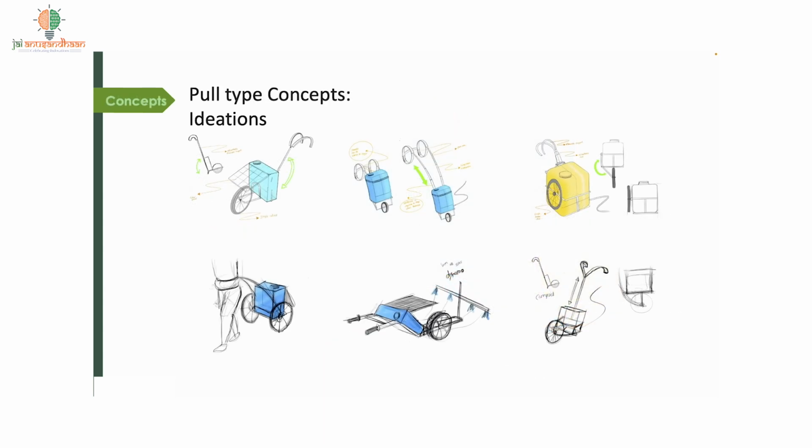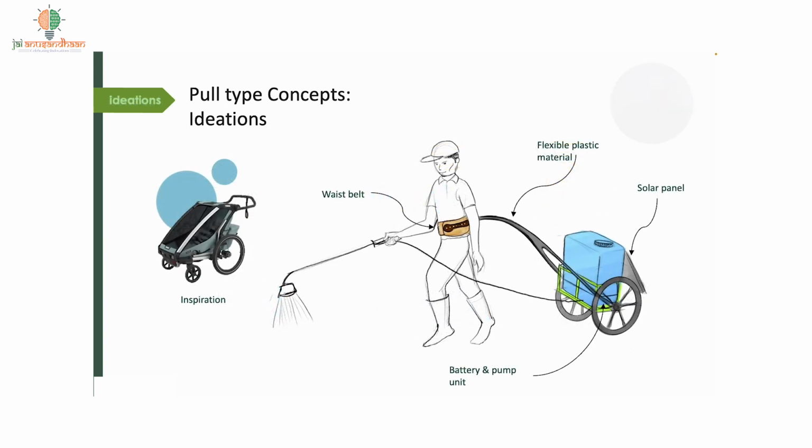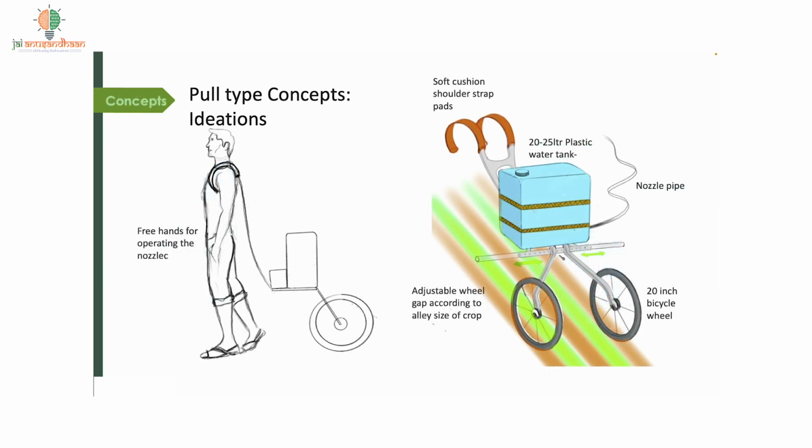And then if it is a pull type, again you get many variations of it. Okay, pulling is much easier than pushing. You can use your body weight to pull it here. So that's an option. Here you can see it's tied onto his waist, and it's like a small cart which comes behind him, and he's spraying. His hands are free to spray.